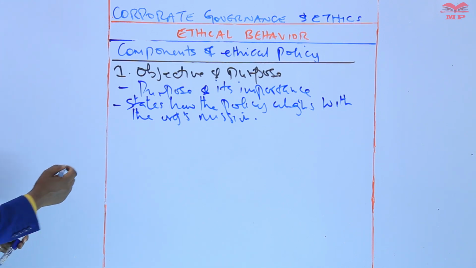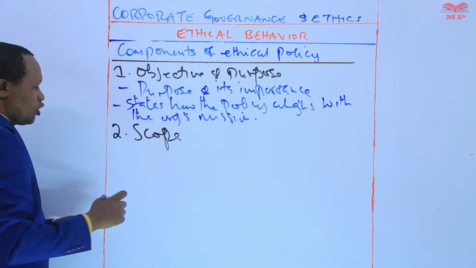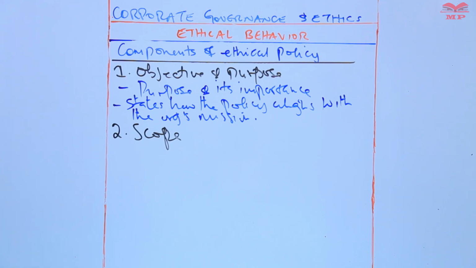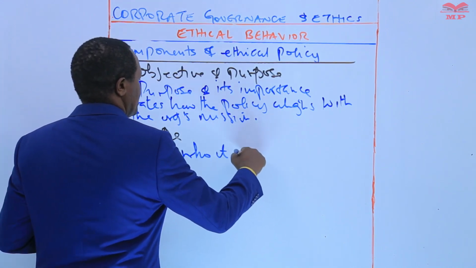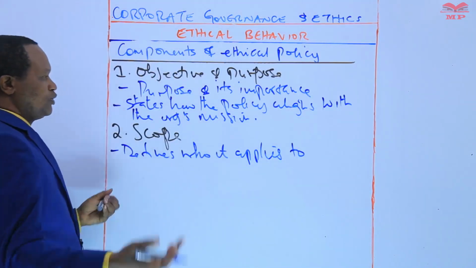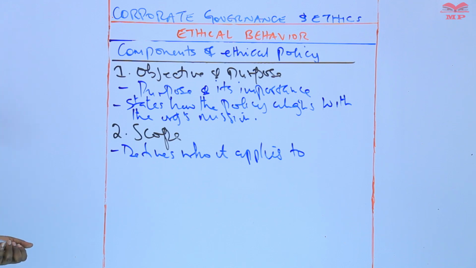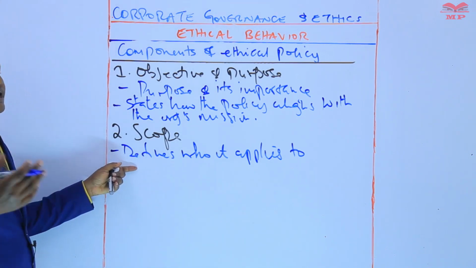The second component is the scope. This section defines the scope of the policy, specifying who it applies to, say, employees, contractors, board of directors, and so on. Does it apply to employees? Does it apply to the management? Does it apply to both employees and management? Does it apply to board members? So the scope defines who it applies to.